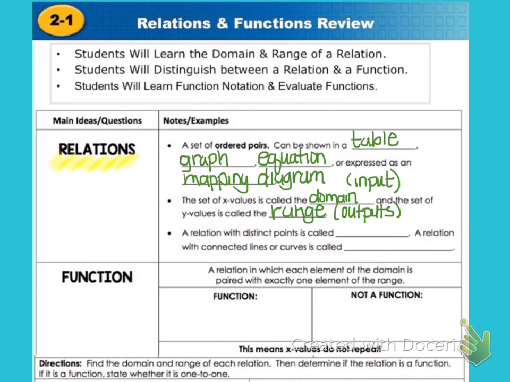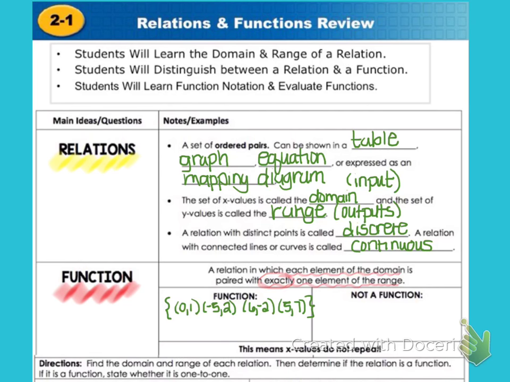A relation with distinct points is called discrete. A relation with connected lines or curves is called continuous. So when you have a relation where each element of the domain is paired with exactly one element of the range, we call it a function. So again, to emphasize, a relation in which each element of the domain is paired with exactly one element of the range. The key word there is exactly. Here's an example of a relation that would be a function.